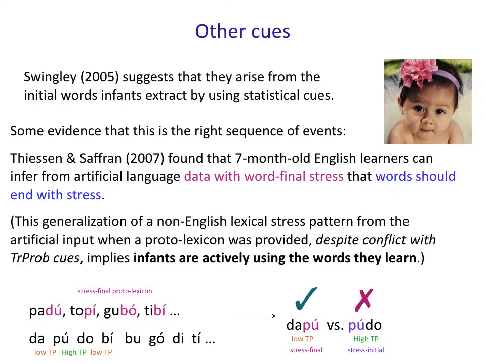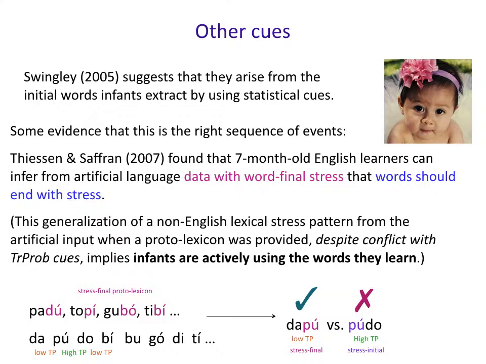But the interesting thing was that the transitional probabilities would have said, oh, you know what? You should stick a probable word boundary where there is a low transitional probability. You should assume that a word is made up of something that has a high transitional probability between syllables. And so the interesting thing was this test case over here on the bottom right corner. So you have a word like dapu, which has a low internal transitional probability. So if you are relying on statistical cues, you should say, oh, that's not a word, right?